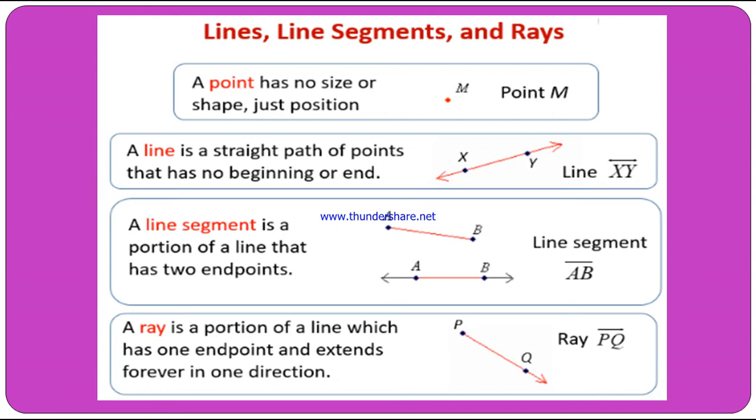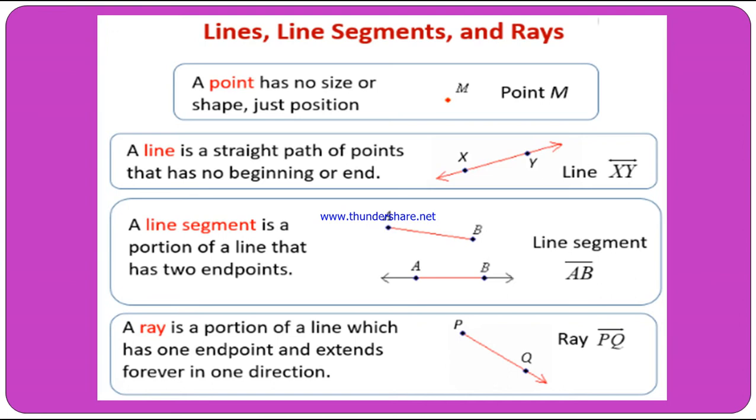The length of the pencil. The pencil is a line segment because you can measure the length of the pencil, the length of an eraser, the length of your book, the length of the laptop, or the length or width of the mobile. Whatever can be measured is a line segment. The length can be measured, which is called a line segment. So a line segment has two points.